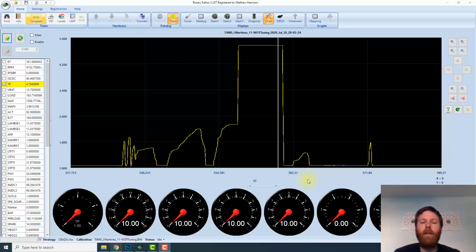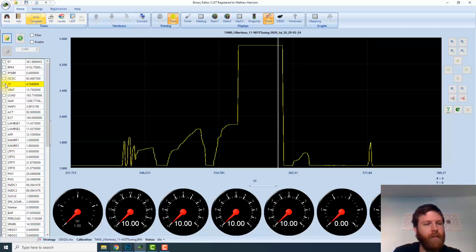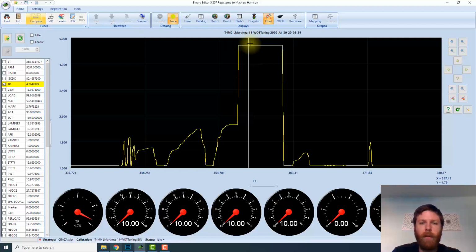So once you get the data log pulled up, the very first thing you need to do is figure out what part in the log is where you're making the wide open throttle hit. Obviously just bringing up your throttle position sensor is the easiest thing to do. And you can see right here it's pegged out and flatlined, so we know that this is our working range here.